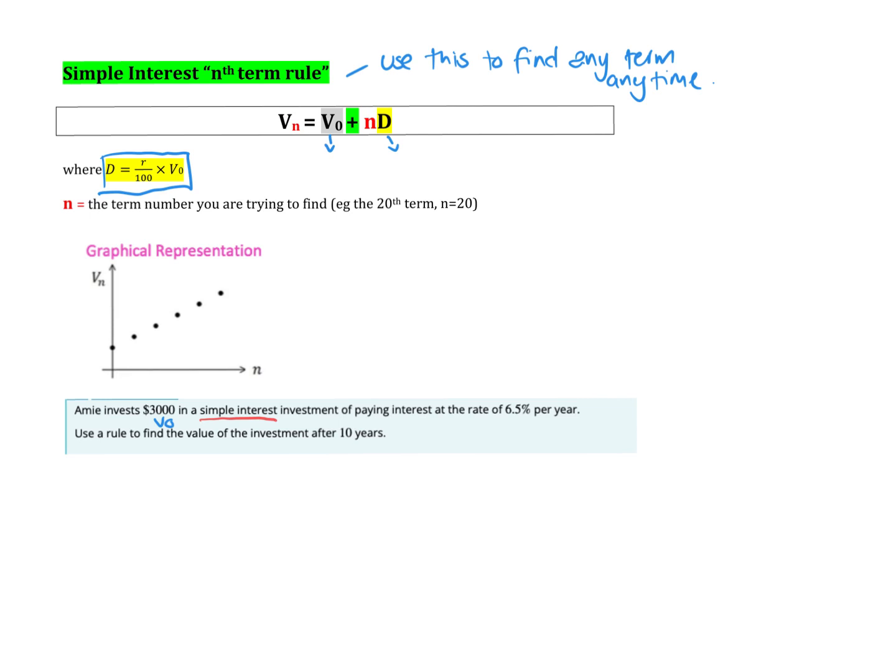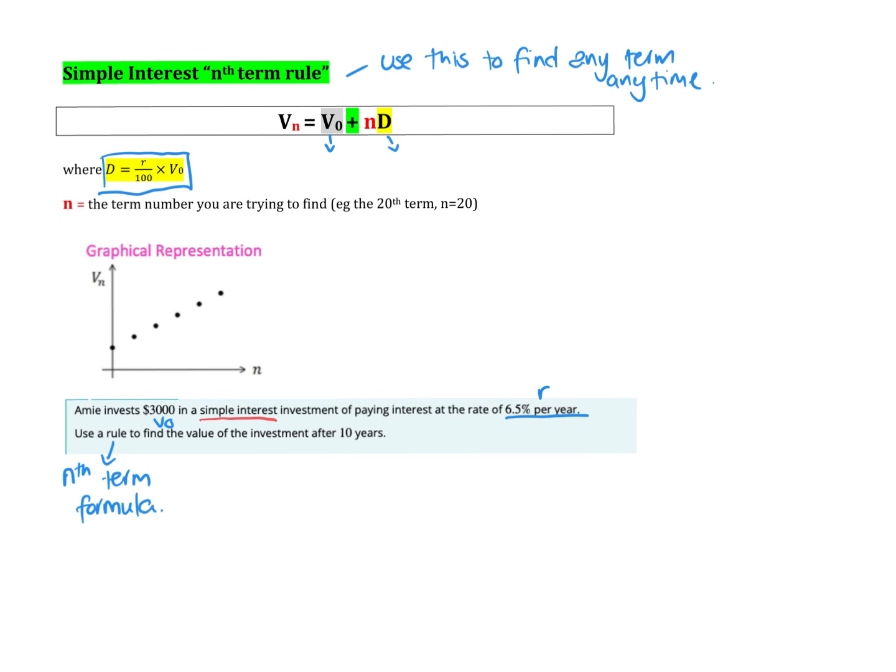And it says it's paying an interest rate of 6.5% per year. So I know that's my R, because that's the per annum rate. And it says use a rule to find the value after 10 years. When they're saying the rule, and not recurrence relation, that means we want the nth term rule, formula, or rule, whatever you want to call it. I'm going to call it formula.